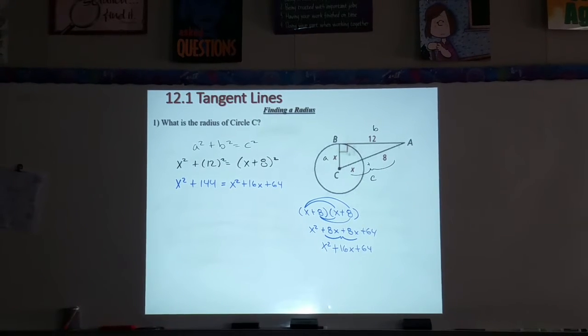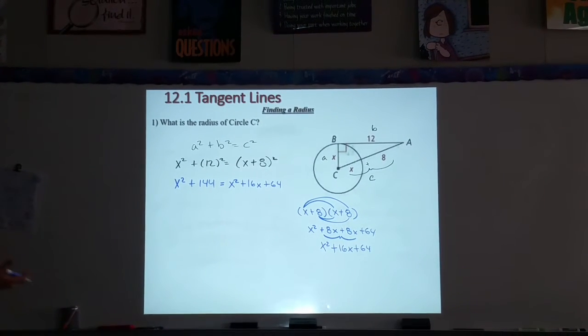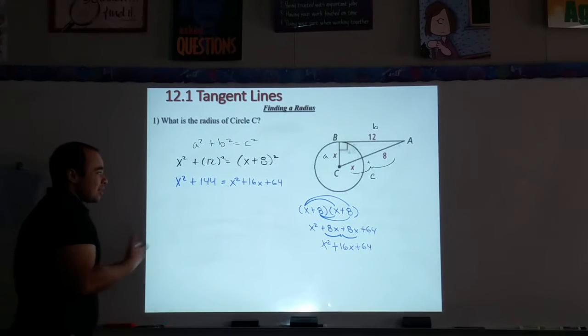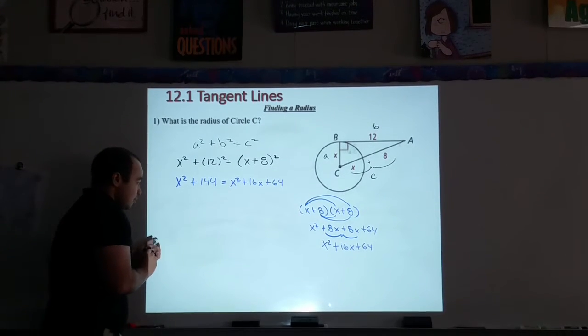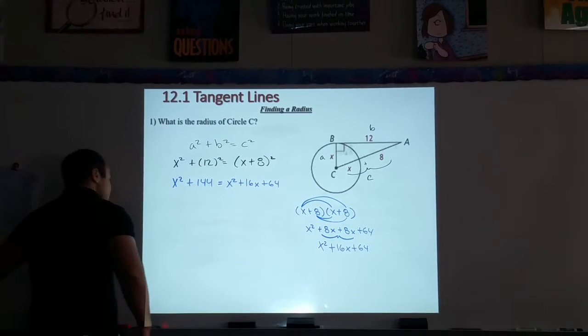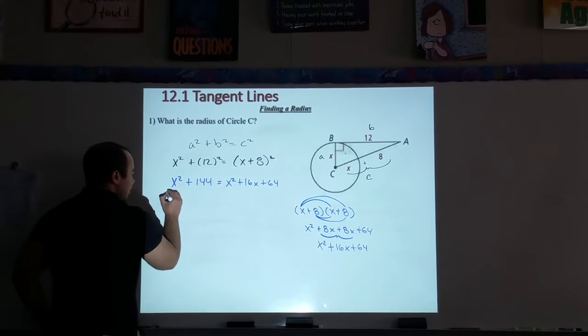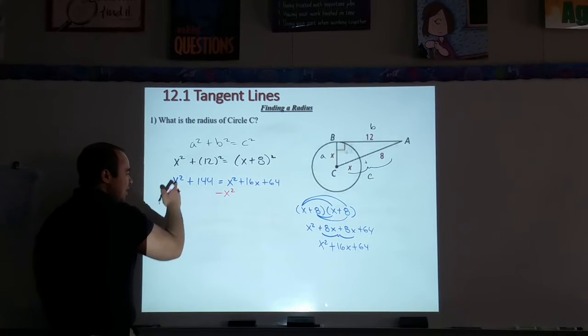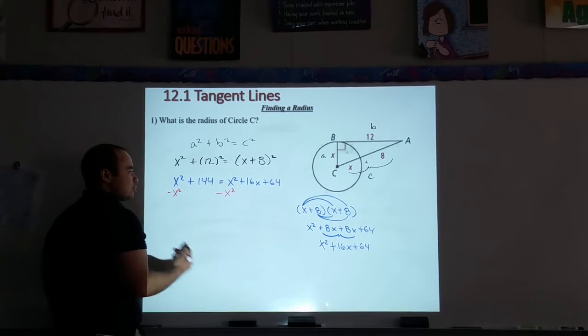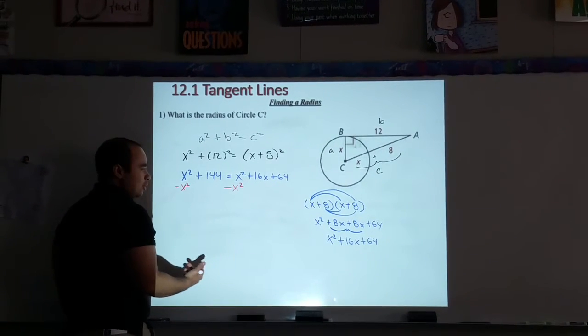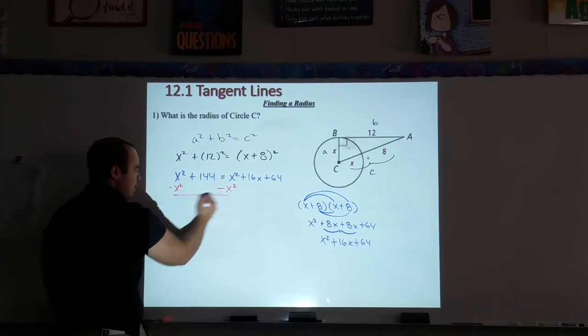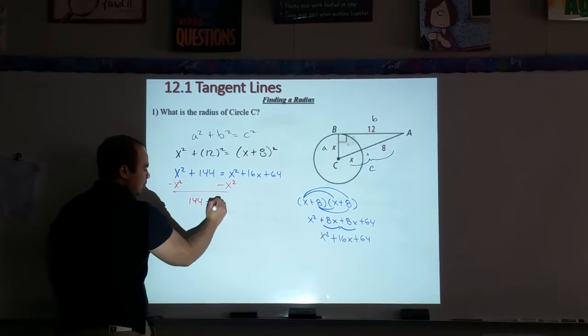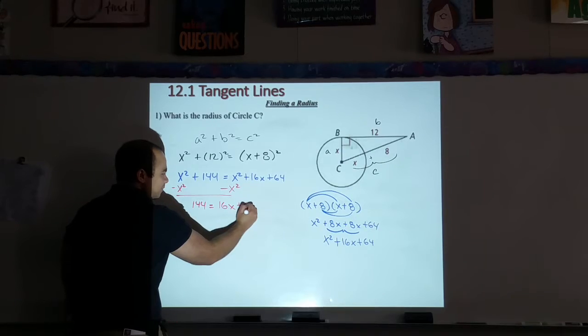So now in order to solve this, we need to bring all of our variables, or in this case, like quantities to one side, constants to the other. And so when we do that, the first thing I would do is go ahead and subtract x squared from both sides. Because in this case, we have two x squareds that are going to cancel out, and it's going to save us some work in the long run. So when I do this, I've got 144 equals 16x plus 64.